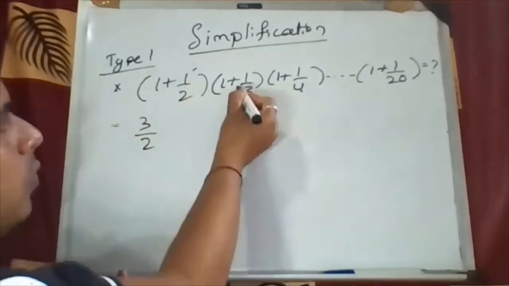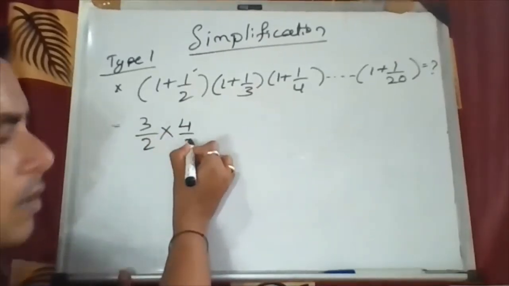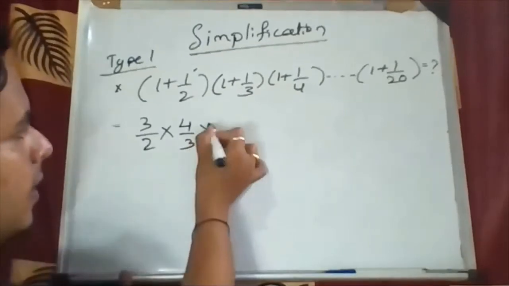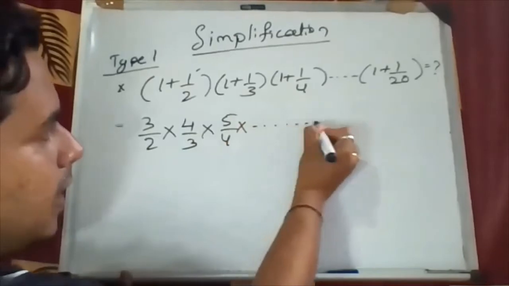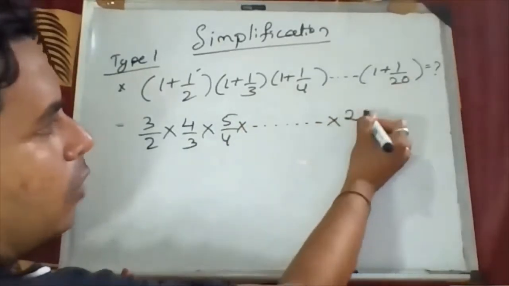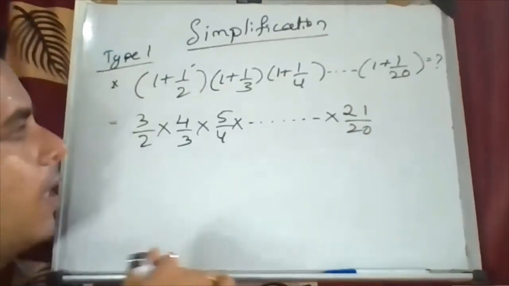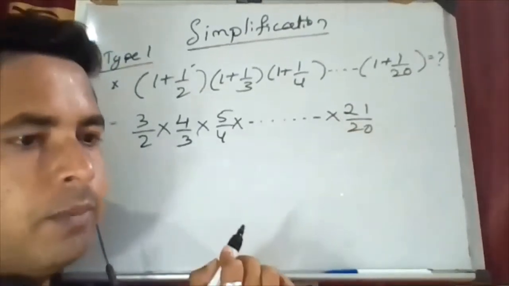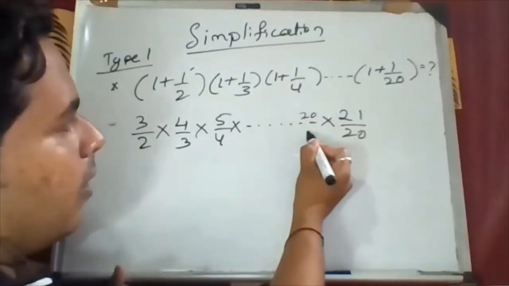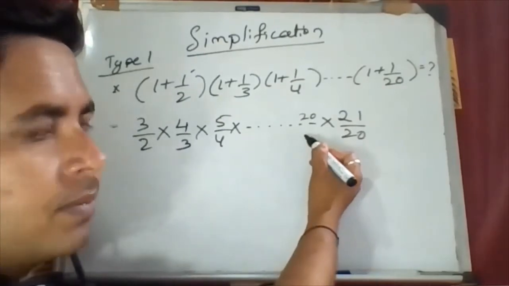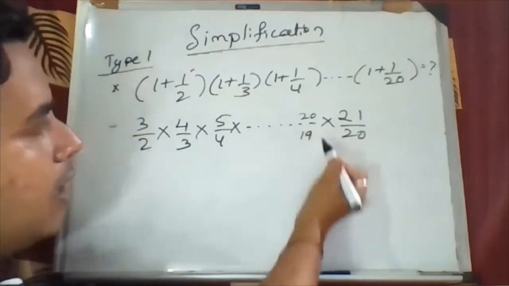So this is 3 by 2 into, this is what? This is 4 by 3, and here it is 5 by 4, and if I multiply, it just continues. The last one will be what? 21 by 20. Okay, 21 by 20. And before this, what will be there? Here it will come as 20, and here the continuation number, maybe it is 19.